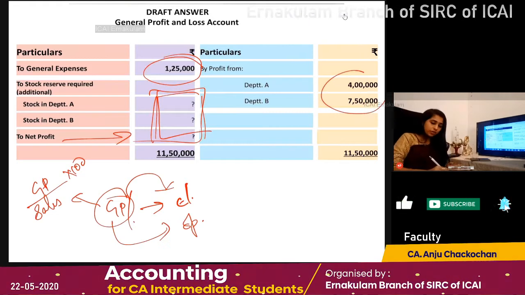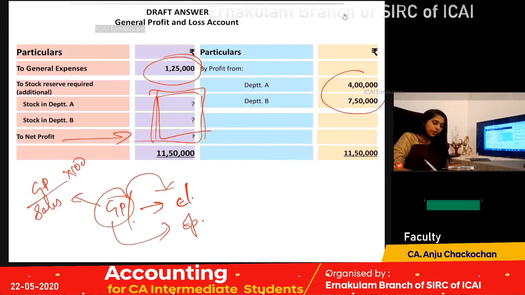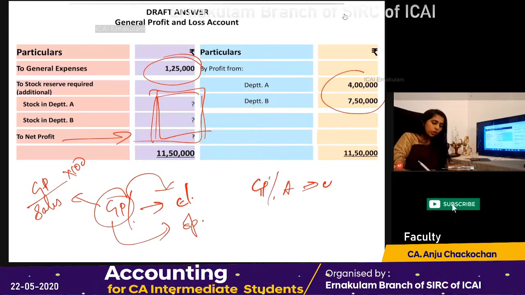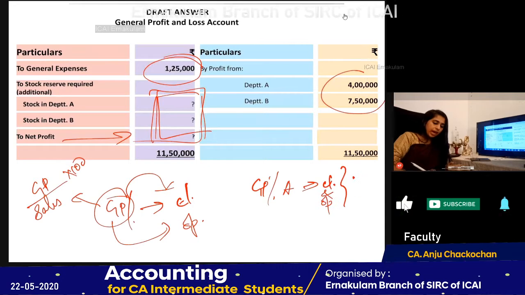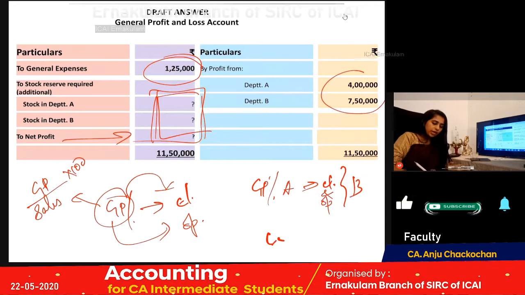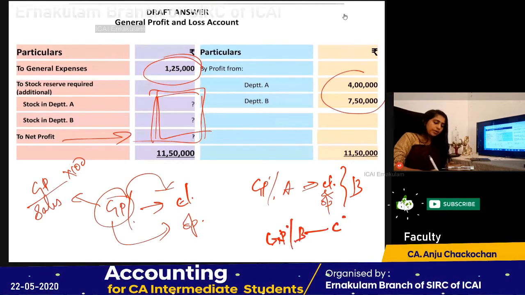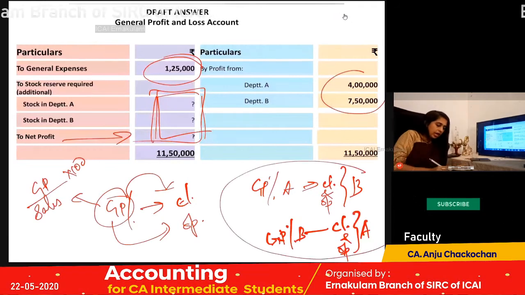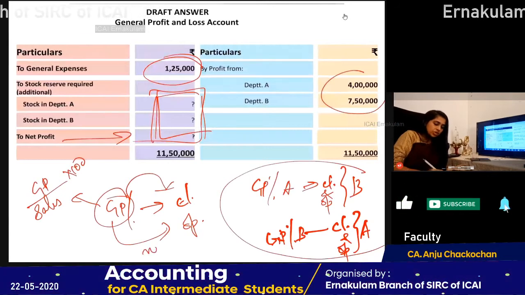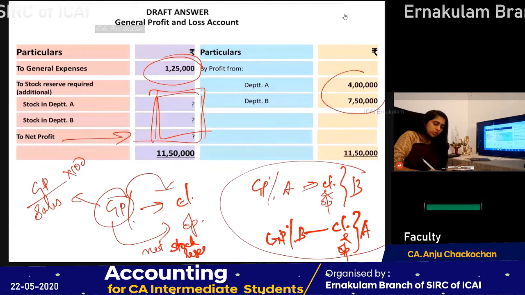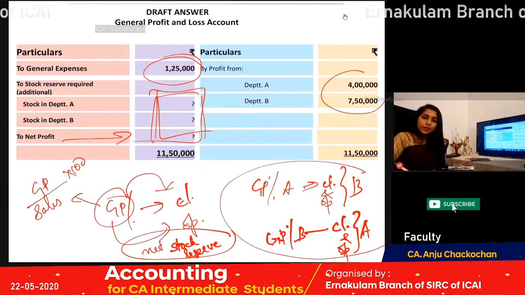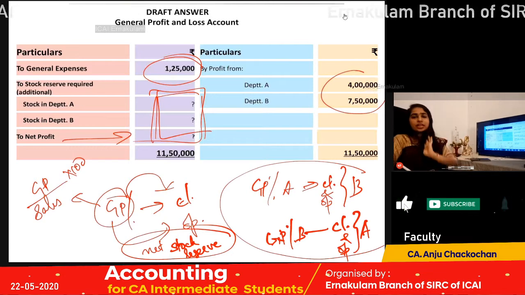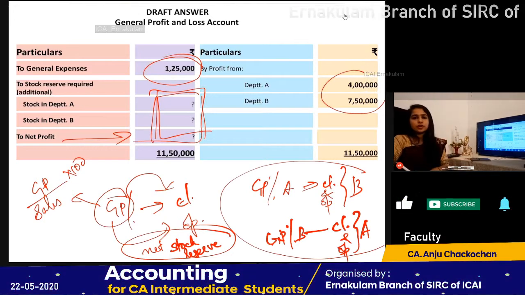Actually, you will have to do a cross referencing. Apply the GP percentage of A to the closing and opening stock of B, and similarly the GP percentage of B to the closing and opening stock of Department A. Keep this in mind. After that, we'll also be taking a net amount, because we have to compute the net stock reserve. This is the requirement. So students, compute and drop in the answers. What is the net amount of stock reserve? Make it fast, students.